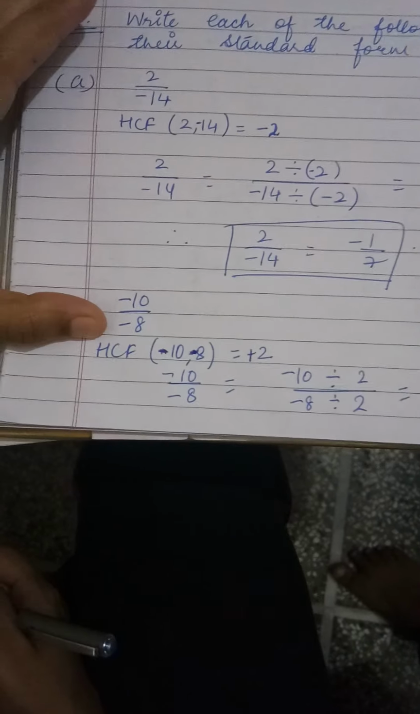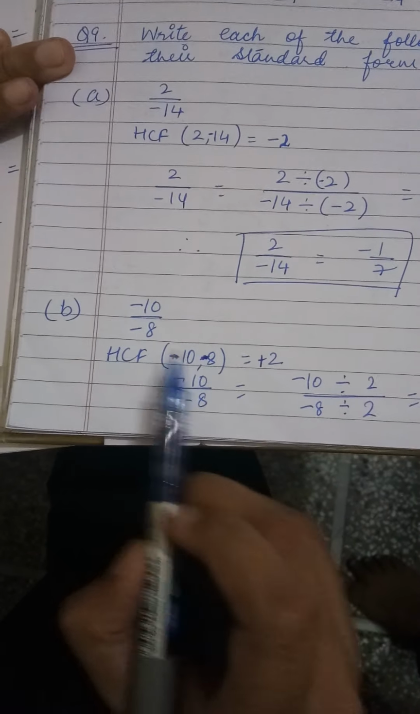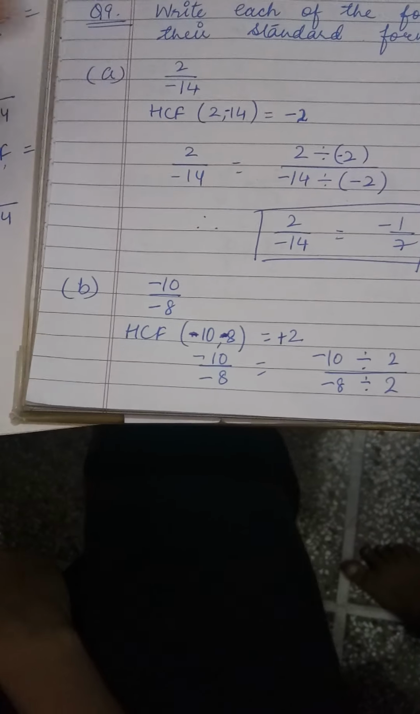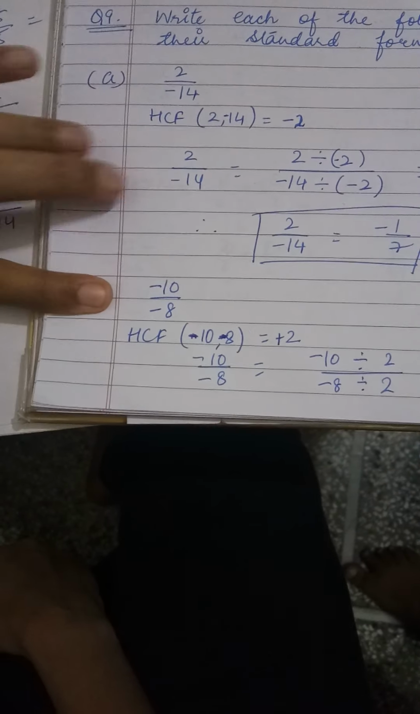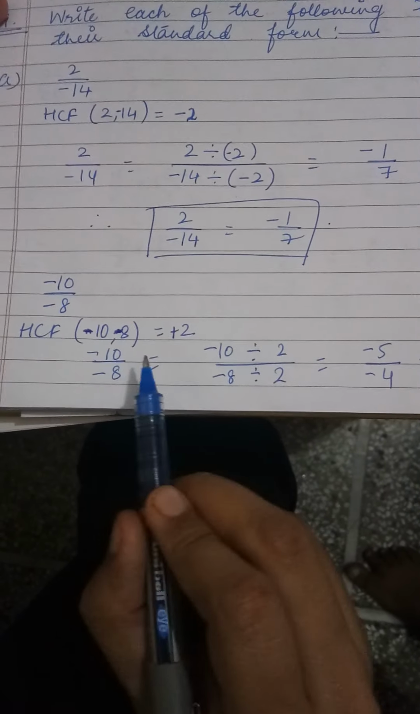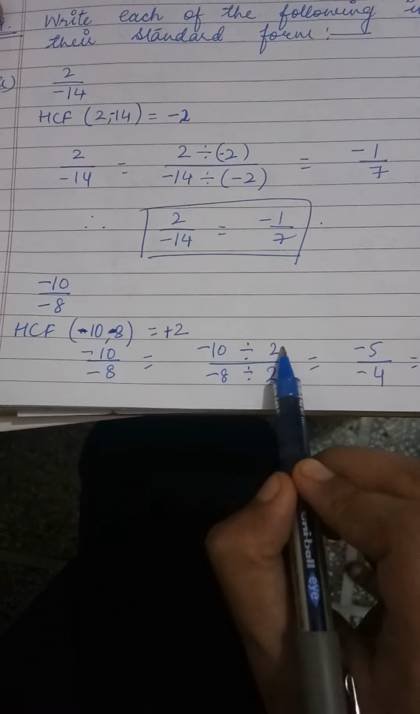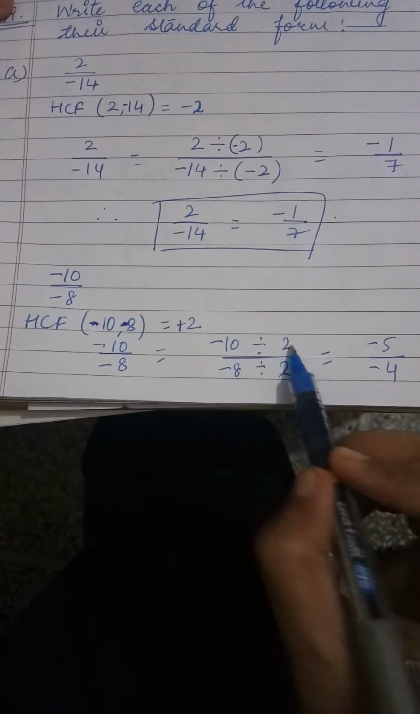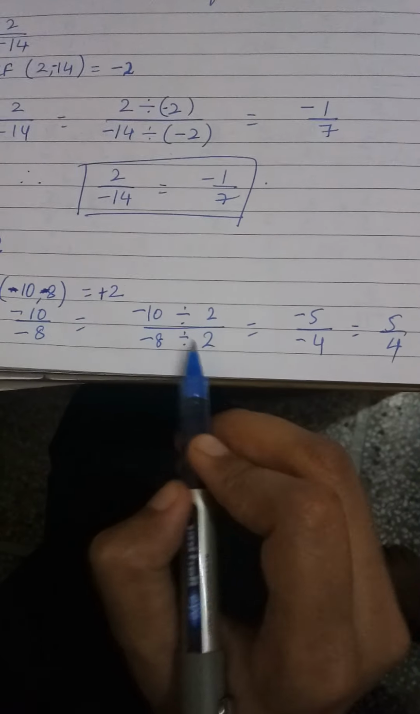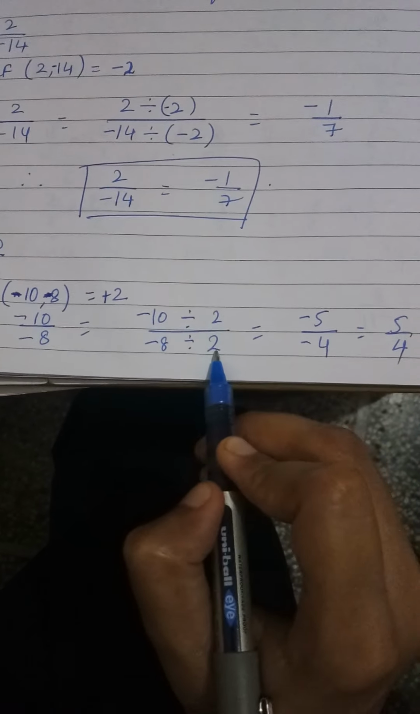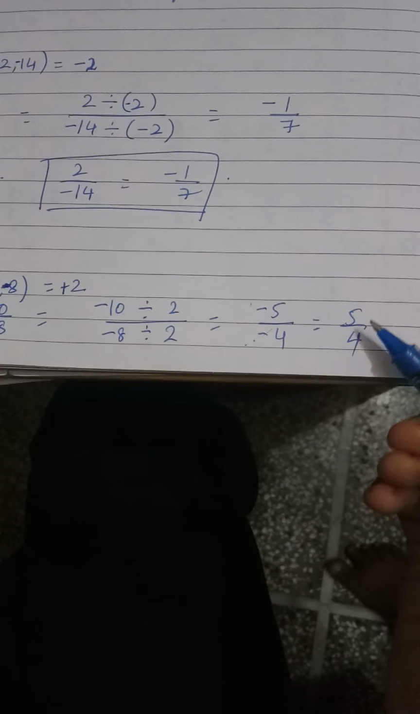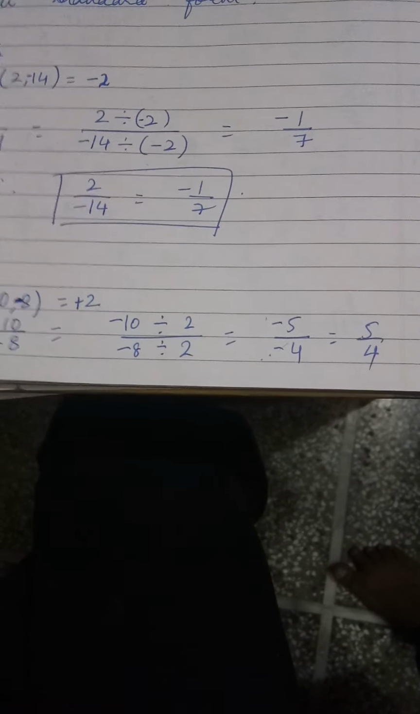Minus 10 upon minus 8. Now I can see that the highest common factor here is 2, because 10 and 8 both are going on the table of 2, and minus means plus. So I am going to divide minus 10 and minus 8 by 2. Now 10 divided by 2 will give me 5, and 8 divided by 2 will give me 4. Minus cancelled because minus minus is plus. So the answer is 5 upon 4.